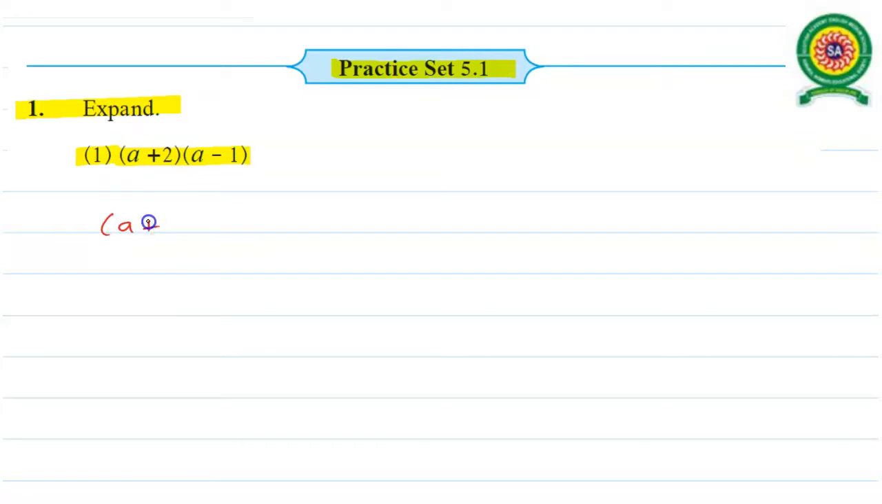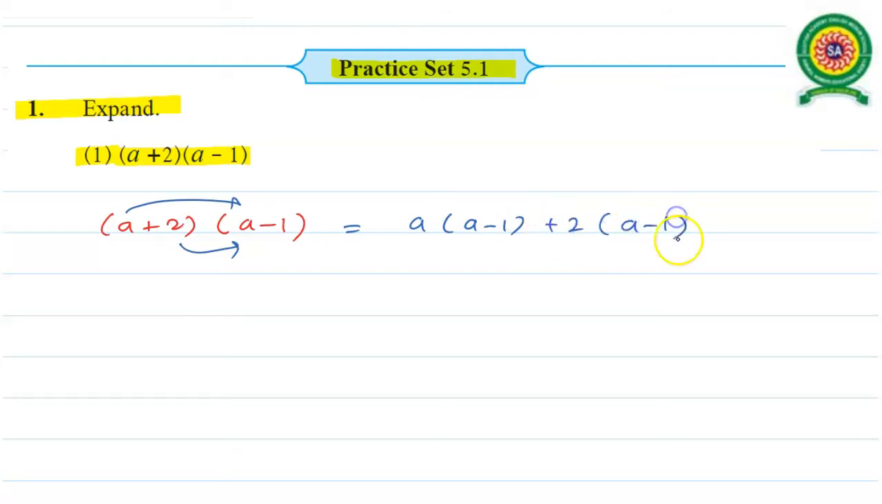So we are given (a + 2)(a - 1). First of all, distribute a over the bracket and +2 over the second bracket, so we get a(a - 1) + 2(a - 1). Again distribute a over the bracket and 2 over the bracket respectively, so we get a into a is a square, minus 1 into a is minus a, plus 2 into a is 2a, 2 into minus 1 is minus 2.